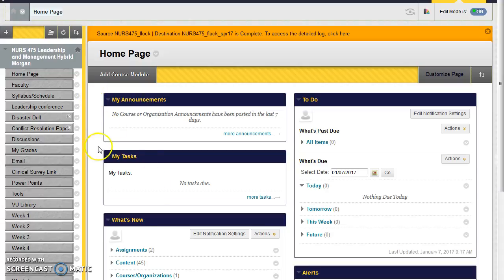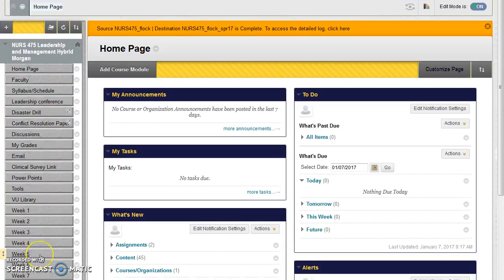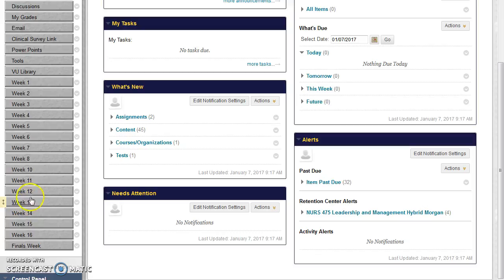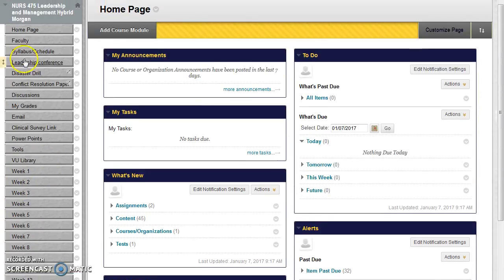So just looking here, all the tabs you will see will be on your left hand side of your lecture Blackboard site. I have pretty well every week by week laid out for you, so that should be pretty self-explanatory.